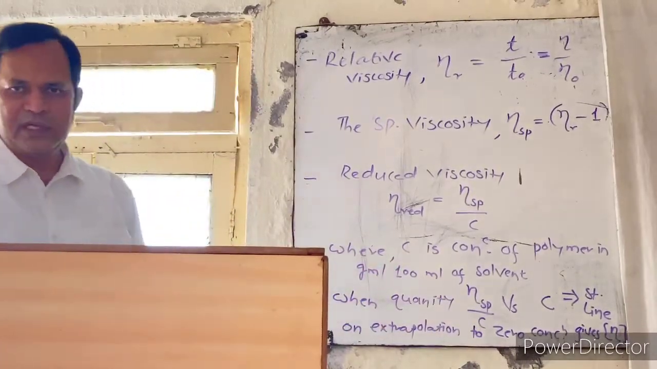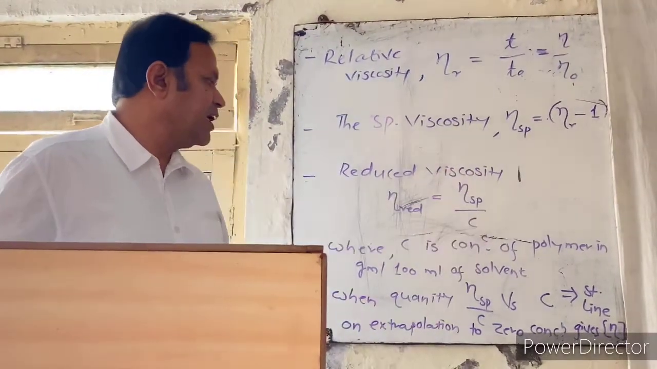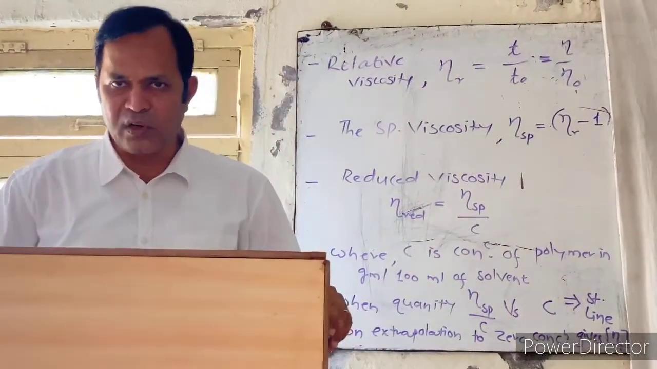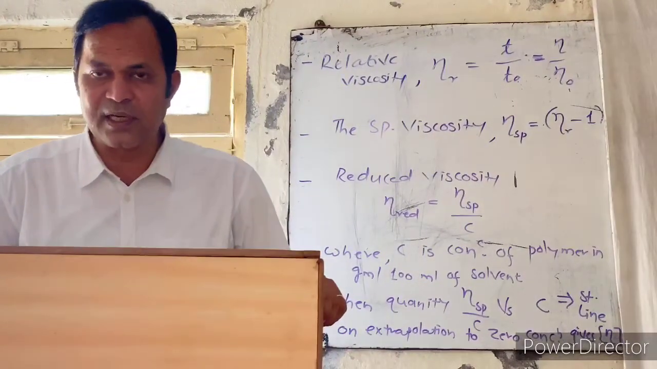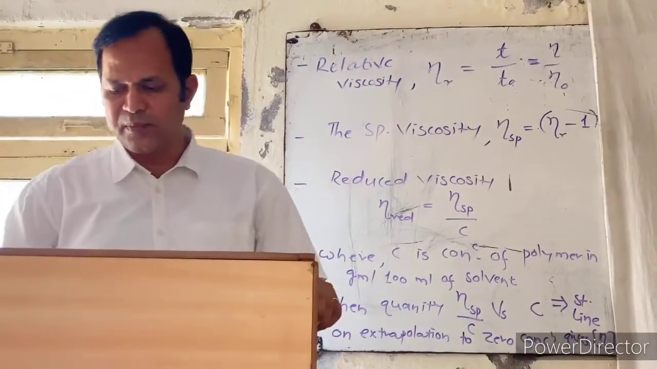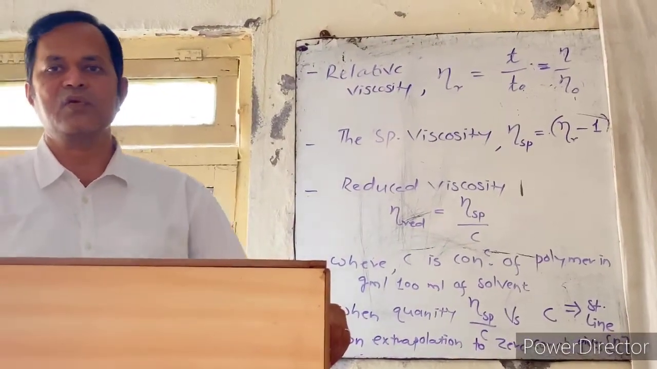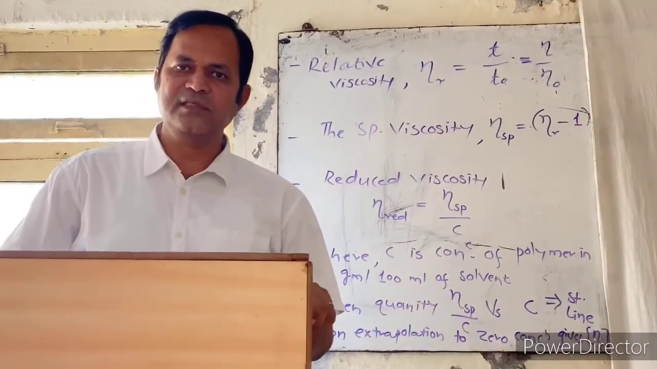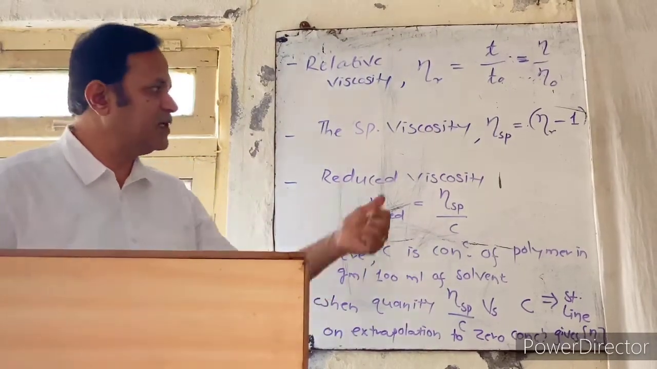Now we have two variables: one is eta sp by C, and the other is the concentration of the polymer solution. By taking these two variables, if you plot a graph, we will get a straight line. If that straight line is extrapolated towards zero concentration, that gives the limiting viscosity, which is related to intrinsic viscosity. Therefore, by using the Staudinger equation, we can calculate the molecular weight of the polymers. How, we will discuss.